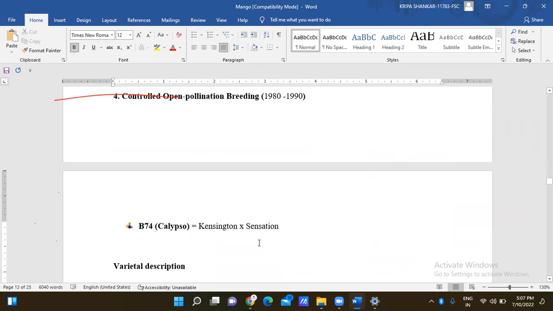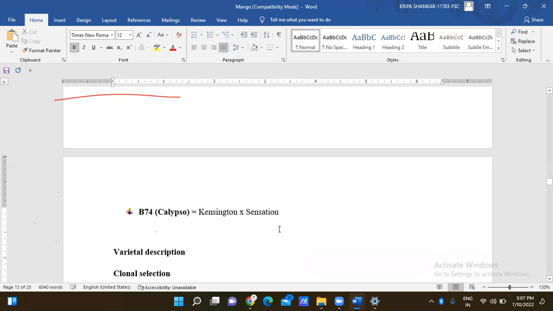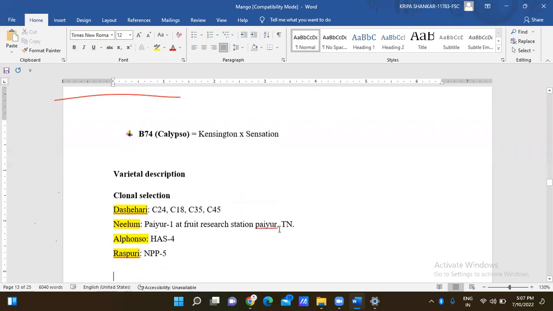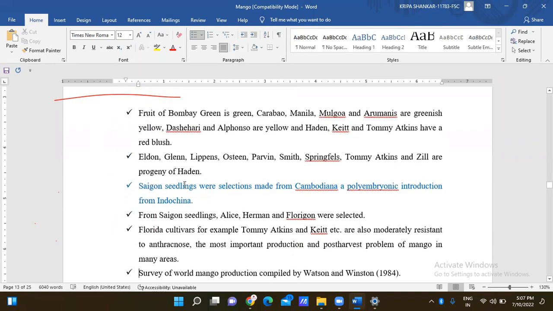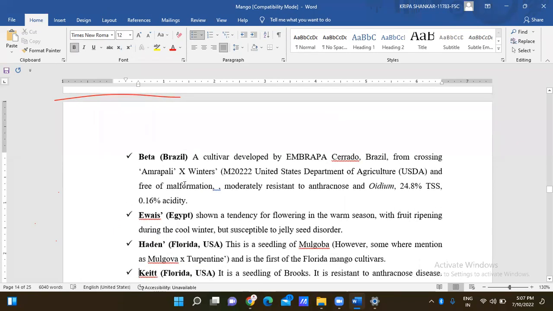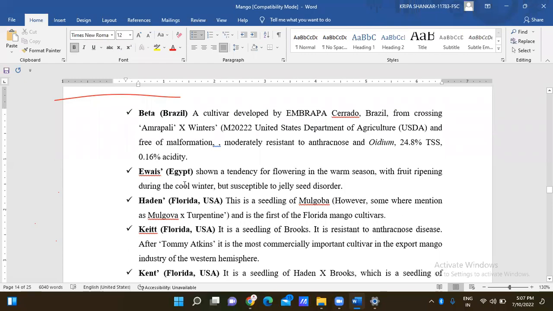And then this Calypso, it is the controlled open pollinated outcome. In this, they first crossed Kensington and Sensation, and later on they screened the large population and developed Calypso, that is B74. Clonal varieties are also there. You should remember NPP5 and Hass4. Okay. So these are the important varieties, not of India, but of Egypt, Israel, and then Brazil, Florida.